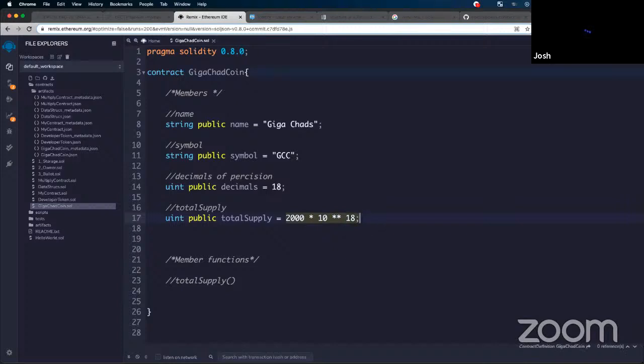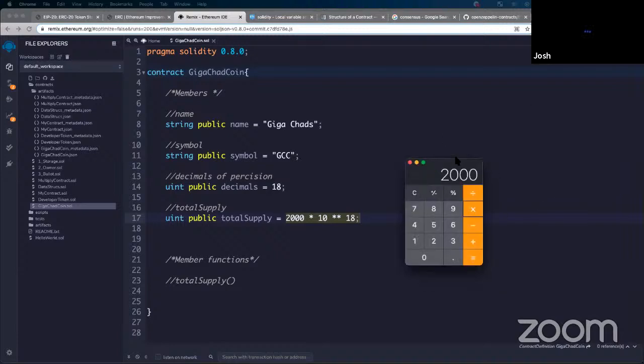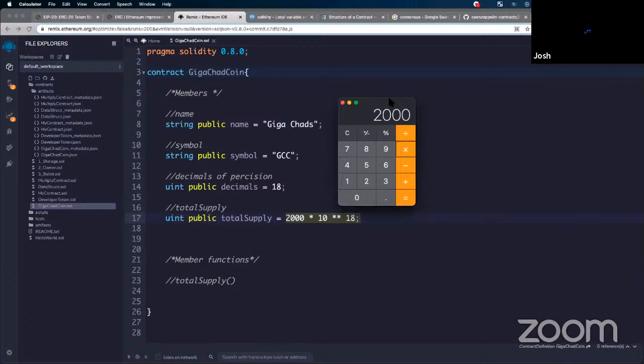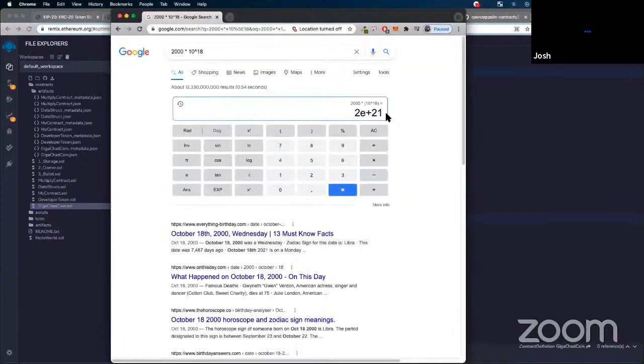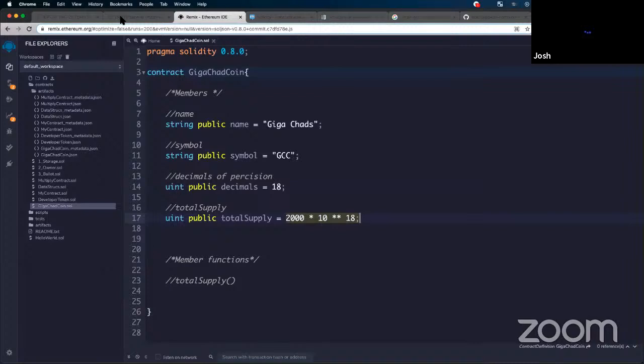So let's actually figure that out. I don't know if I can do that in here either. Let's Google it. 2,000 times 10 to the 18th power. Yeah, 2E21, whatever. Okay, so that should give us the total supply that we need.